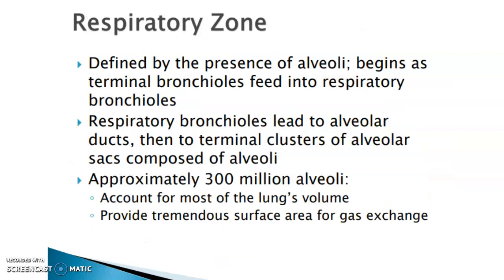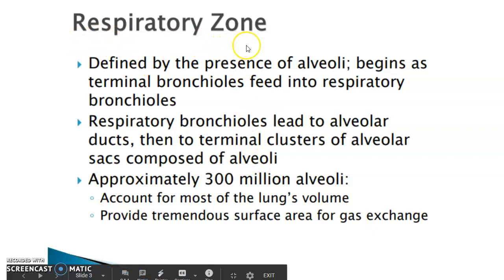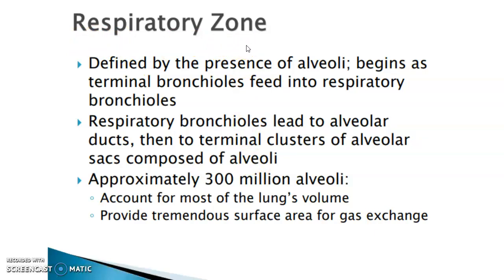So once we move past the conducting zone, we move into the respiratory zone. This is where terminal bronchioles feed air into respiratory bronchioles. These respiratory bronchioles will eventually lead into alveolar ducts, which are mainly composed of terminal clusters of alveolar sacs. Given that the lung's primary function is gas exchange, it really makes sense that these alveolar sacs containing the alveoli compose most of the volume in the lungs.